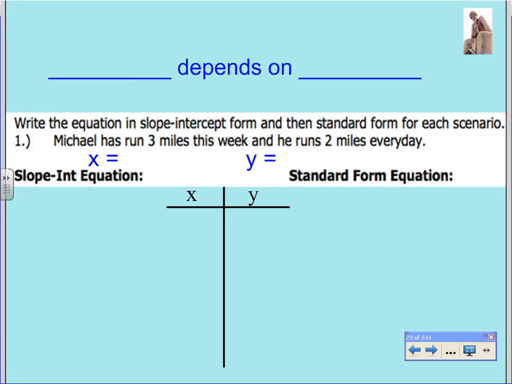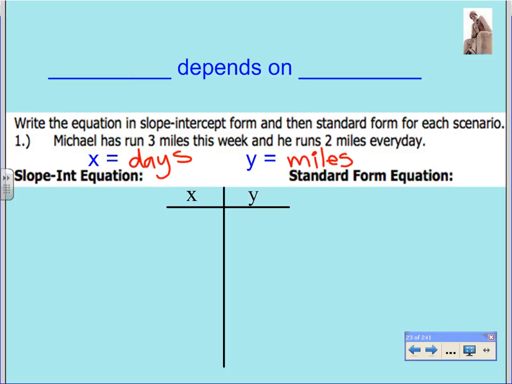Before I give you any hints, does anyone have any idea what x means in this scenario and what y means? Melissa. And y means what? You are close. You've got to get more specific. So x is one word, y is one word. Anyone have any idea? Zach? Close. X is days, and I'll explain why in a second. But y is miles. 2 miles every day.